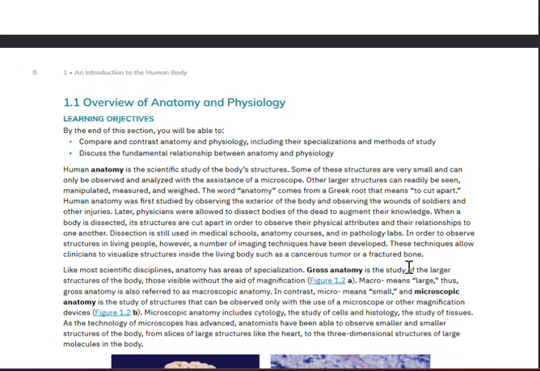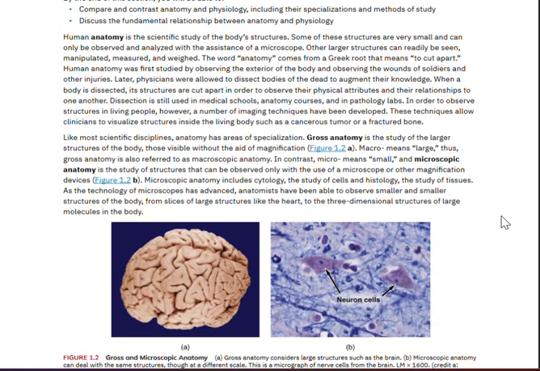Anatomy is the scientific study of the body structures. Some of these structures are very small and can only be observed and analyzed with the assistance of a microscope. Gross anatomy is the study of the larger structures of the body, those visible without the aid of magnification. Macro means large. Micro means small. Microscopic anatomy is the study of the small structures that you need to use the microscope to see.